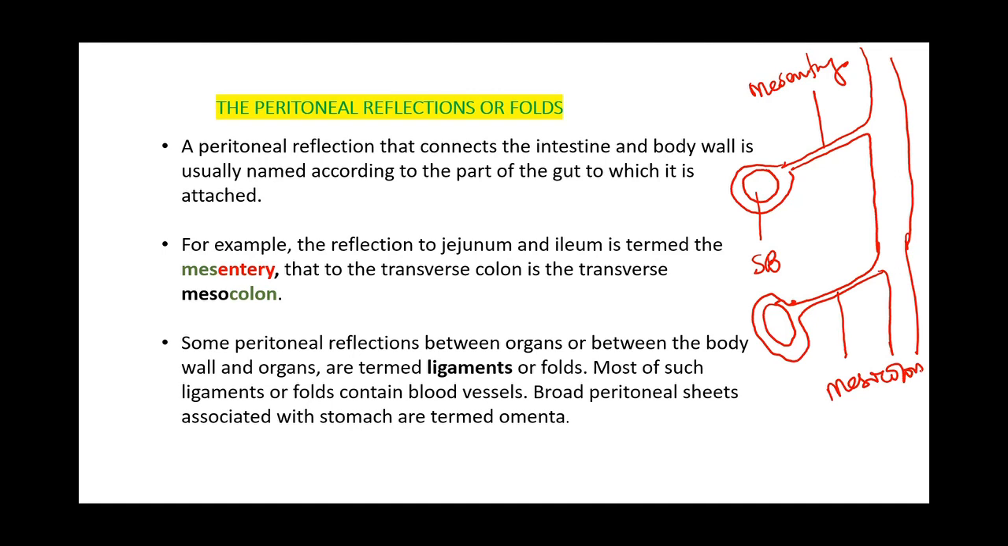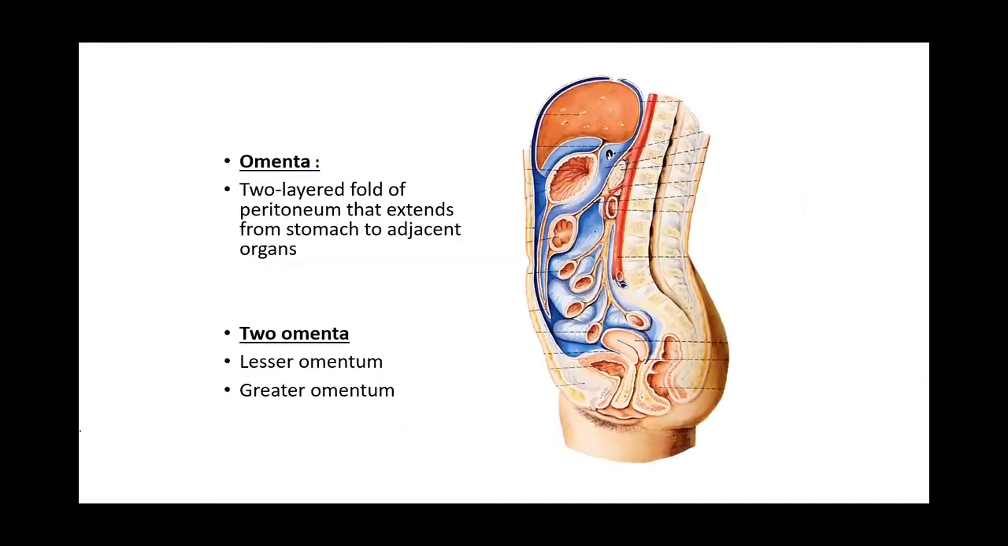Some peritoneal reflections between organs or between the body wall and organs are termed ligaments or folds. Most of such ligaments or folds contain blood vessels. Broad peritoneal sheets associated with the stomach are termed omentum. We shall see that. Now, this is omentum.